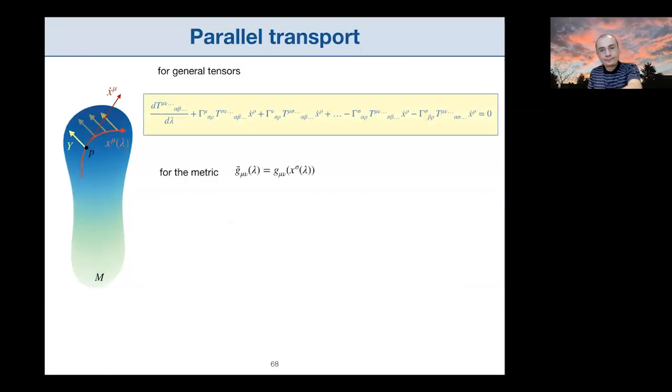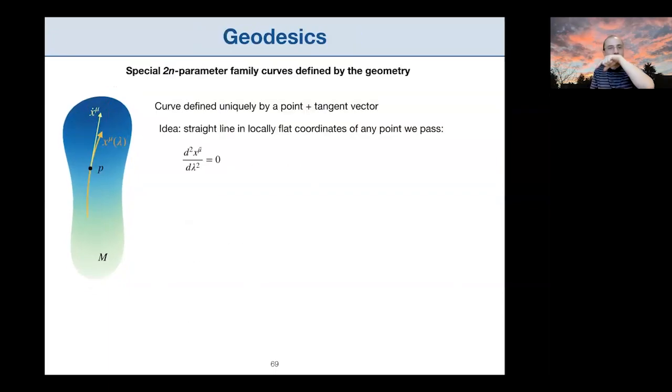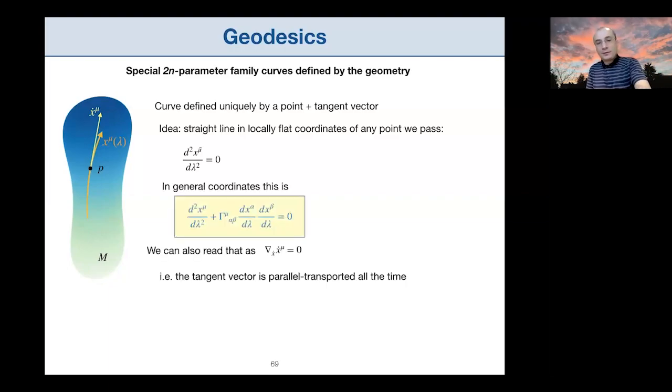Okay. So now the last part of this lecture, geodesics. If you have a metric tensor on your manifold, you also have a covariant derivative, and if you have a covariant derivative, you have a special 2n parameter family of curves defined by the geometry. n is the dimension of the manifold. So you have the counterpart of straight lines in standard Euclidean or Minkowski geometry.